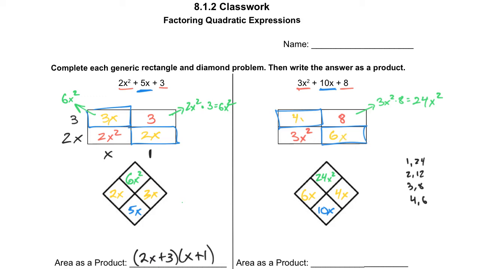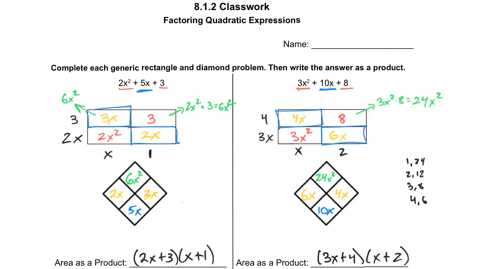6x and 4x, put them in those remaining boxes, and then you think about what can come out of a 3x squared and a 6x. That would be a 3x in this scenario. And then on the bottom, that has to be an x in order to get 3x squared. This bottom right has to be 2 in order to get 6x. And this has to be a 4 in this top left in order to get 4x, because 4 times x is 4x. You can always double check your final work. 4 times 2 is 8, and so this works. For our final area as a product, you would end up with 3x plus 4 multiplied by x plus 2.